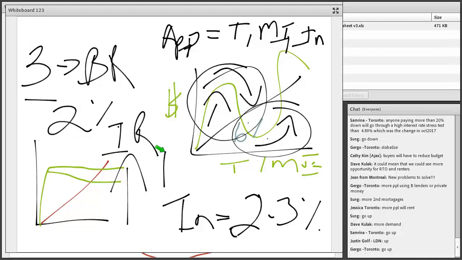That being said, these are fighting each other. We might see it go down. Can anybody tell me why it might go down?